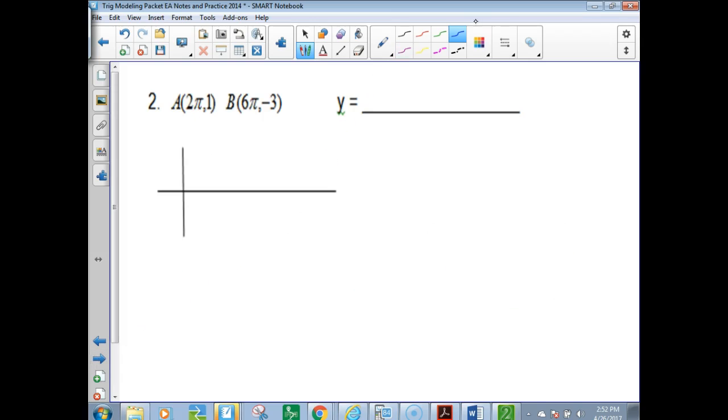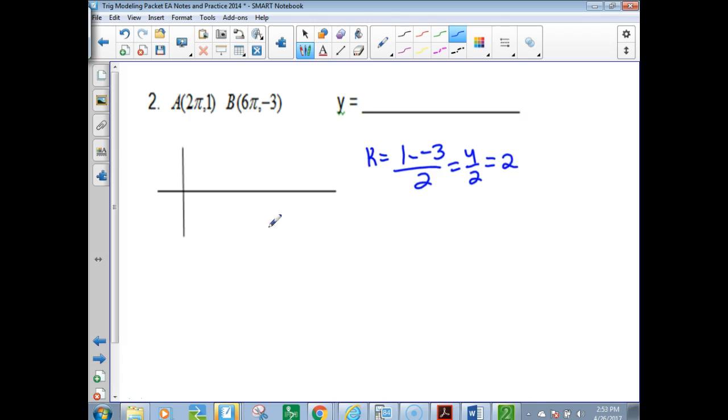Good. All right. So now the next one, we've got a max at 2, 1, and a min at 6 pi, negative 3. So let's find our center line and our amplitude, etc. So k, which is the center line, is equal to our max minus our min divided by 2, which gives me 4 divided by 2, and that's 2.